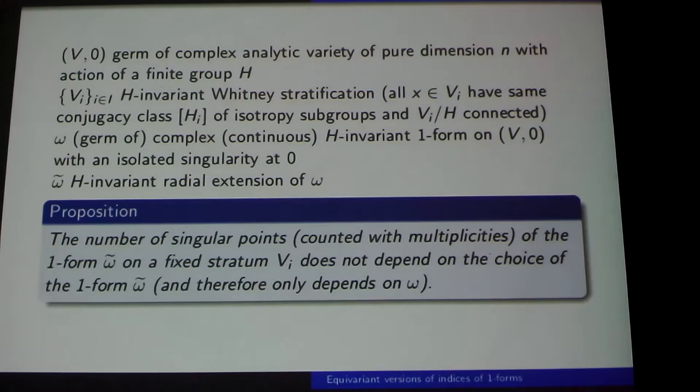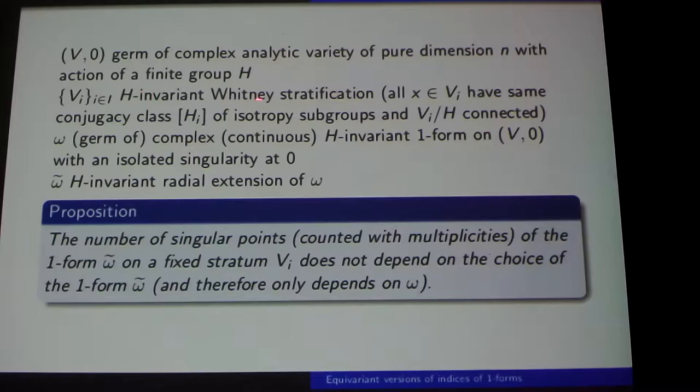So now let me show you how we define the equivariant Radon index. We make use of the fact that these indices satisfy the Poincaré-Hopf theorem. We consider a germ of a complex analytic variety of dimension n with the action of a finite group H. So now my group is H, because later I will consider the global situation, and then my group will be G, and H will be the isotropy group of a point.